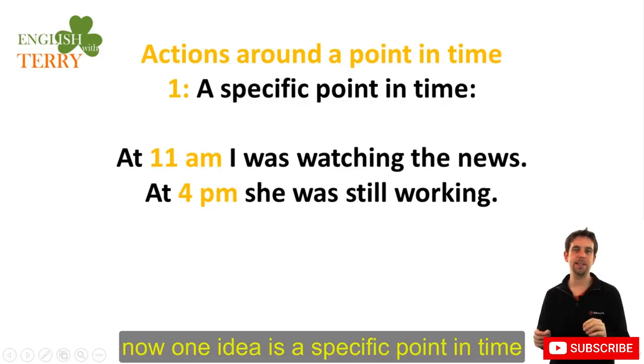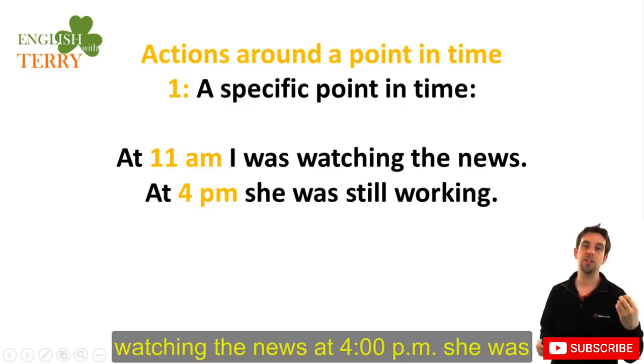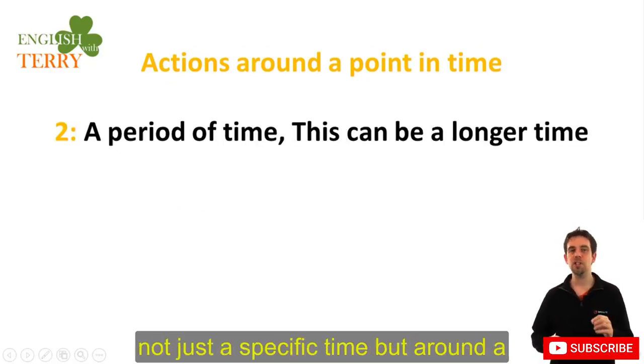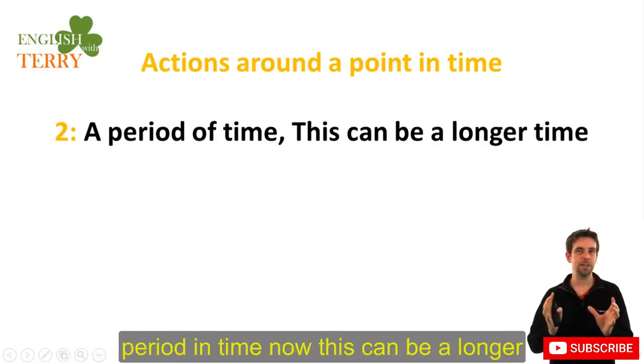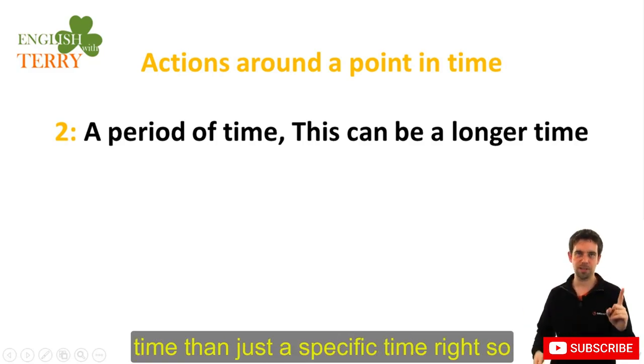Now, one idea is a specific point in time. For example, here at 11 a.m. I was watching the news. At 4 p.m. she was still working, right? Now, another way is not just a specific time, but around a period in time. Now, this can be a longer time than just a specific time, right?